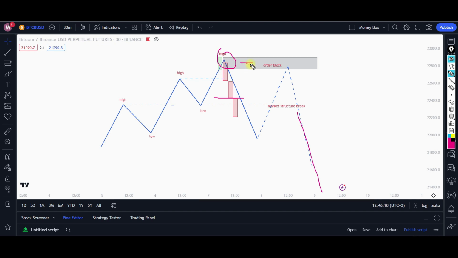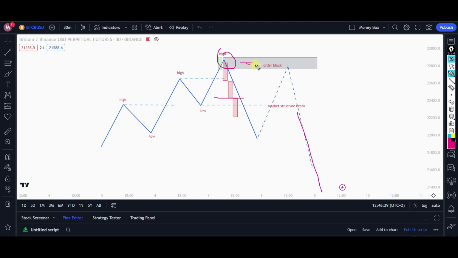And also when the professional traders, whales, banks, and all other traders realize the break and mark this point as an order block, they expect the price to come here again for confirmation, and they add on these levels their limit orders in order to short the market.